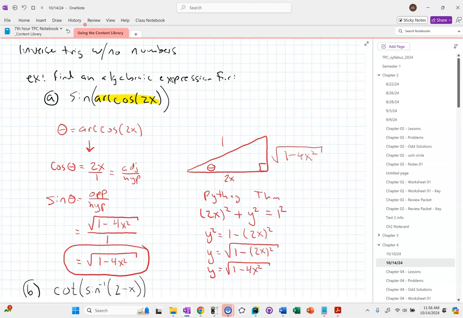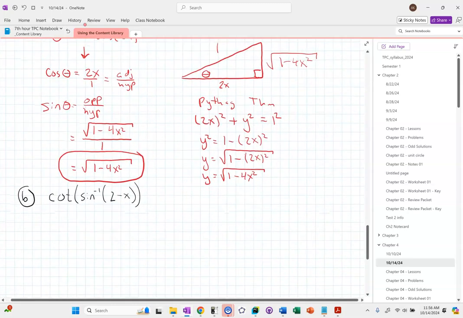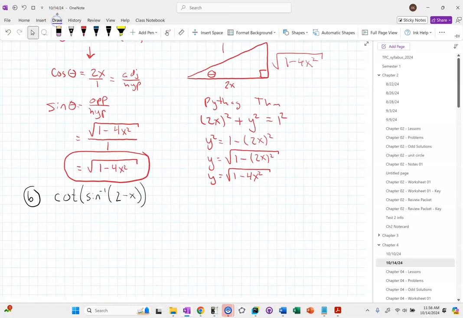So the process here, we're going to use the innermost function, the inverse piece, to draw a right triangle. And then with that right triangle, we can use the outer piece to evaluate our trig function. Should we do one more? This will be the last one, and then we'll be done.